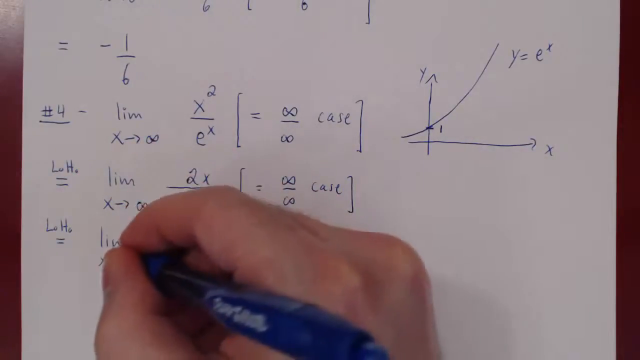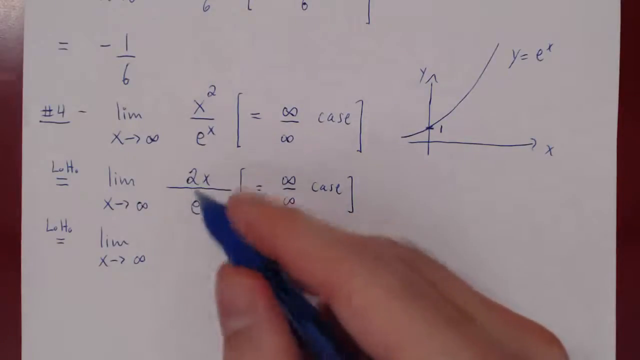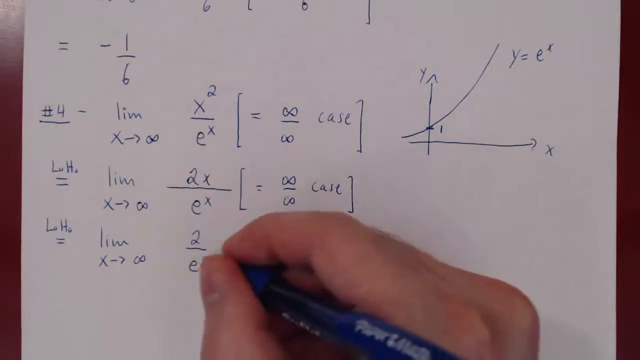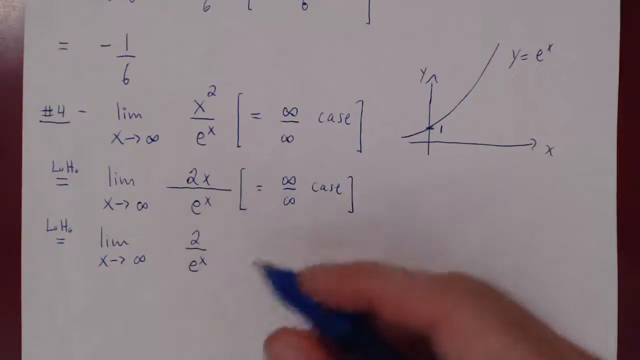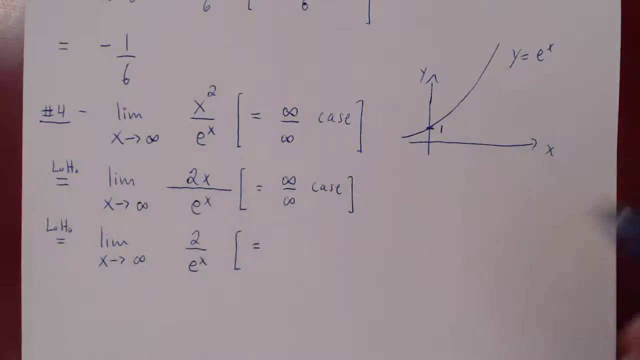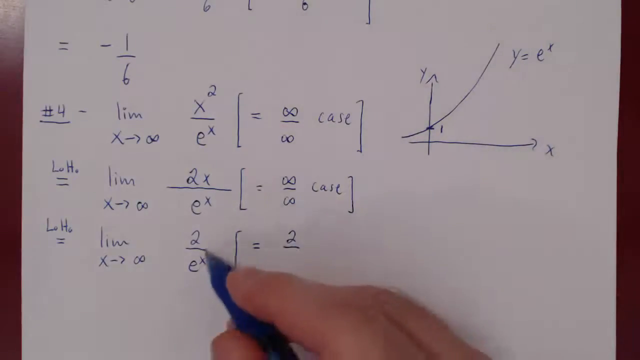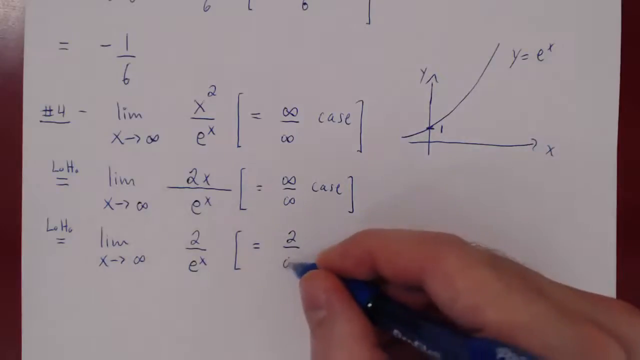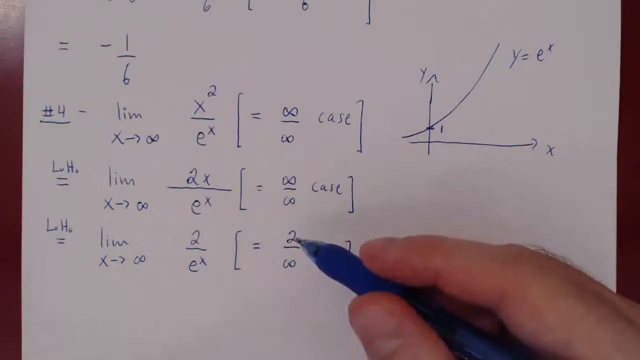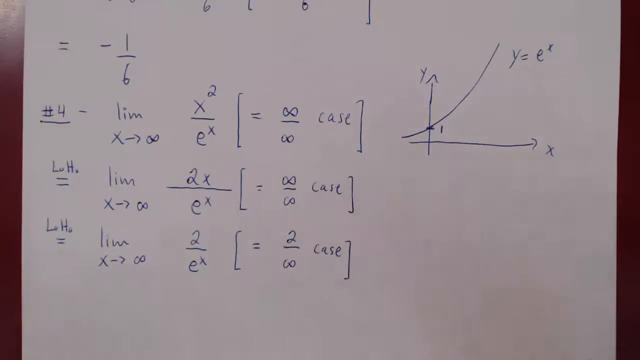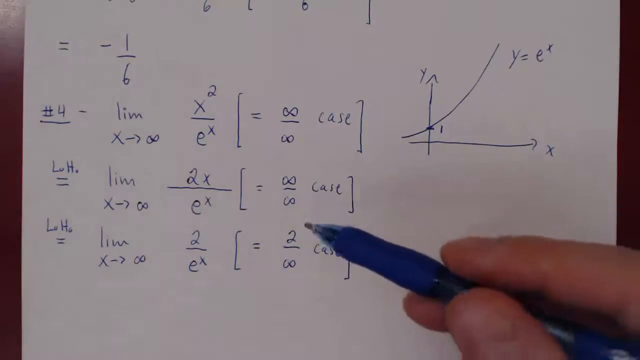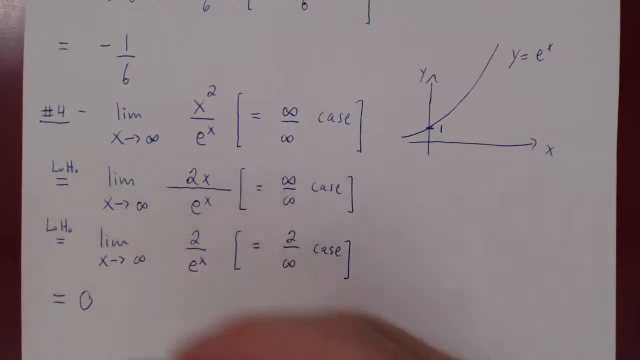X is still approaching infinity. The derivative of 2x is 2 over the derivative of e to the x, which is itself, e to the x. This is already fully simplified. And what's our case again? As x goes to infinity, 2 is always 2, it's a constant, over e to the x, which goes to infinity. And so we have a 2 over infinity case. Well, what happens to 2 if you divide it by something which is getting bigger and bigger? The fraction becomes smaller and smaller, so it will shrink to 0. And so the answer is 0.